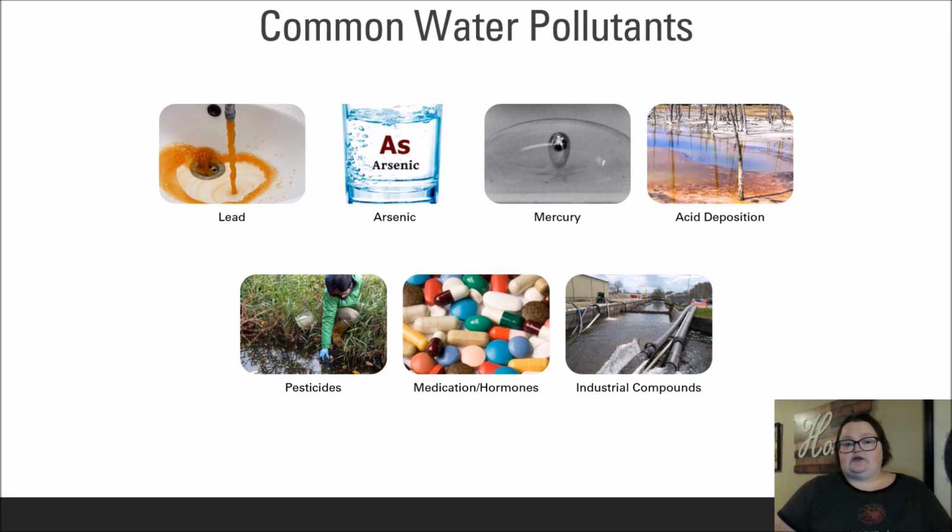Lead is often introduced into water supplies through the use of metal in pipes. When exposed to acidic water, lead will degrade and become suspended in the water. This is exactly what happened in Flint, Michigan in 2014.